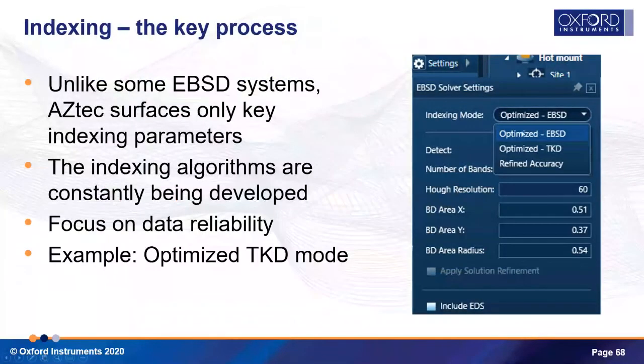We can also choose between single pass indexing, with very clever band detection. We've called this Optimised TKD, but you can use it for EBSD as well with great effect. And then we have iterative indexing, where we index it more than once, making minor movements to the band positions and band shape so that we can reduce the residual error, and thus arrive at the smallest possible residual error, the highest possible angular accuracy. So refined accuracy allows us to get really very high quality data.